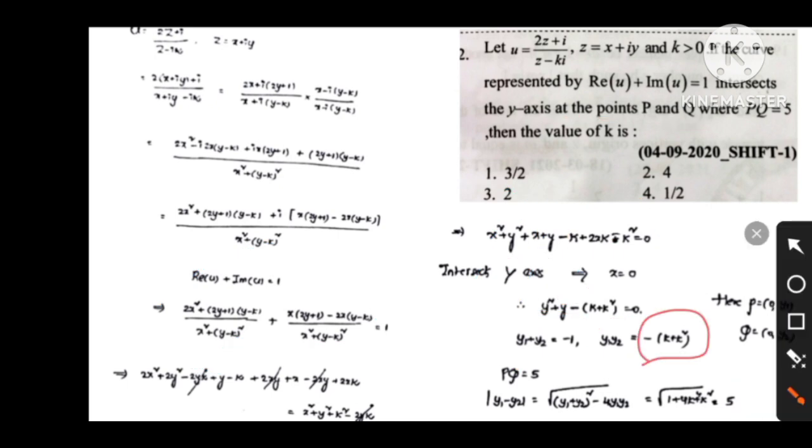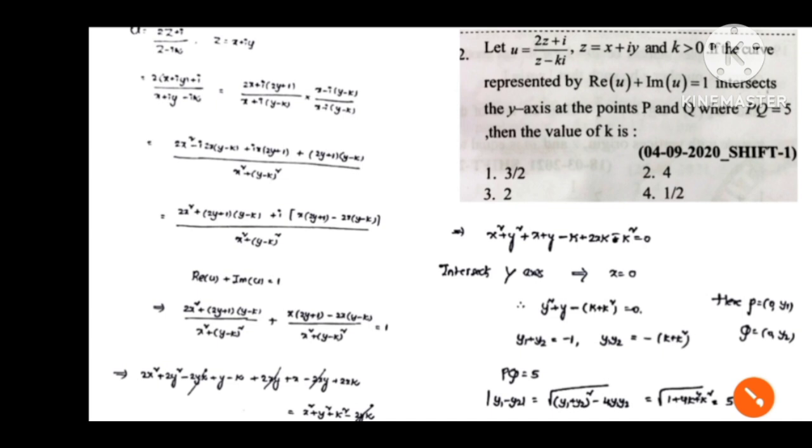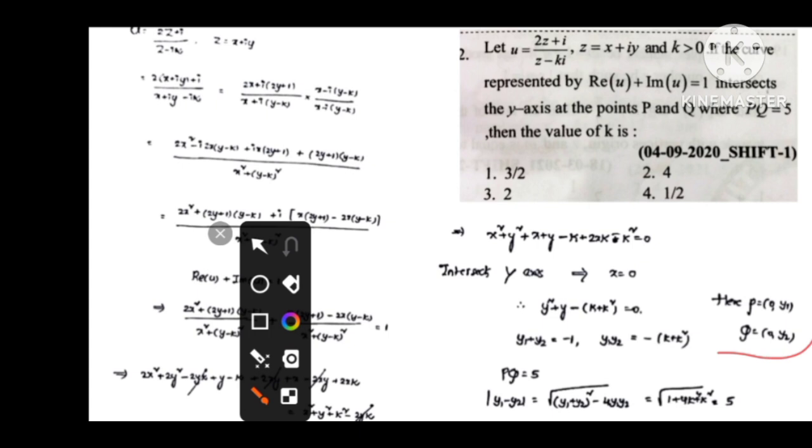Okay. Here what are the points? P comma q is equal to 0 comma y1 and 0 comma y2. Okay. These are the points. The curve intersects the y-axis at the points p comma q means we are taking the p comma q points like that. And y1 comma y2 are the roots of this equation means take the sum and the product of the roots.